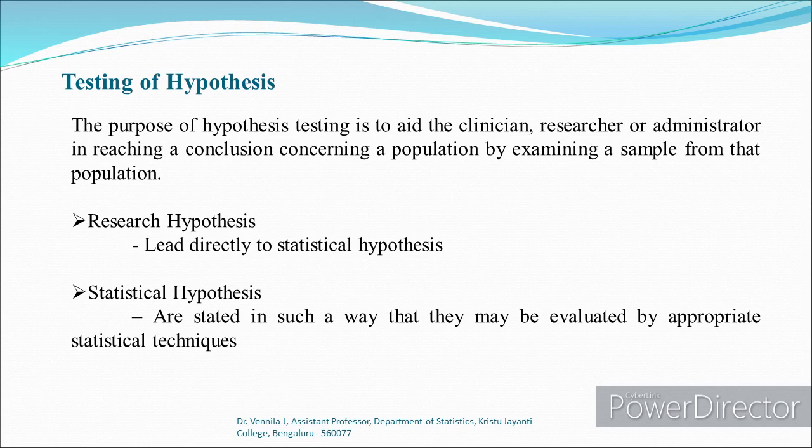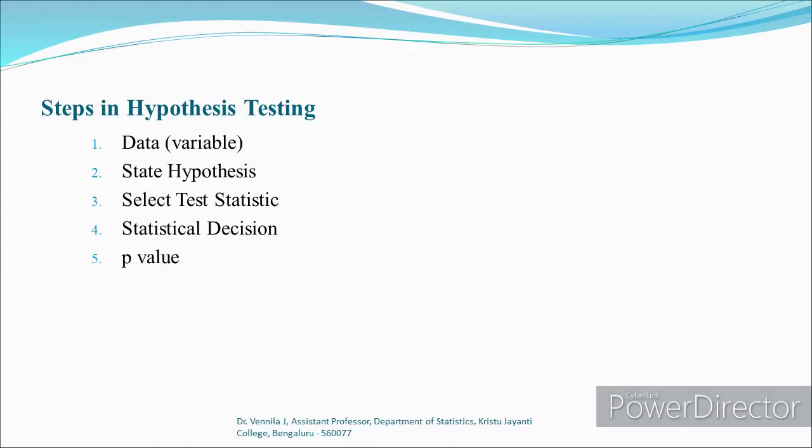Testing of hypothesis is classified into two major things: one is a research hypothesis and another one is a statistical hypothesis. Research hypotheses lead directly to statistical hypotheses, but statistical hypotheses are stated in such a way that they may be evaluated by appropriate statistical tools. Here we give more importance to the hypothesis. Before going to hypothesis testing, we have to follow the procedure. The first step is to state the hypothesis, the second is to fix your confidence limit, the third is to choose your statistical tool, and the fourth is to calculate the value and write your interpretation. These points are very important for testing the hypothesis.